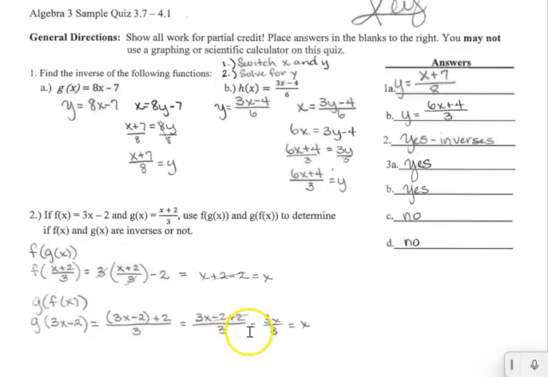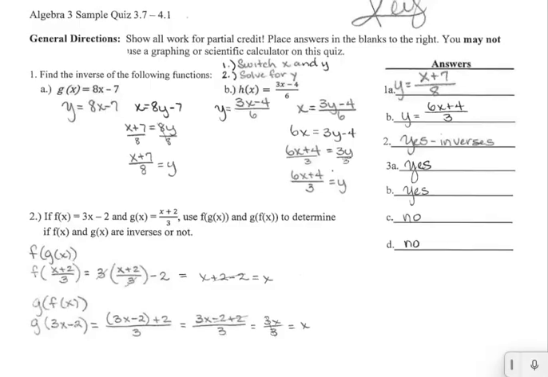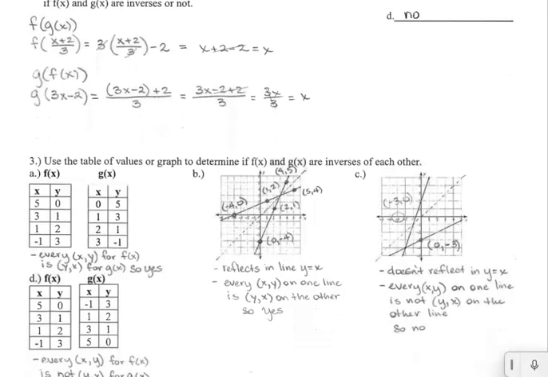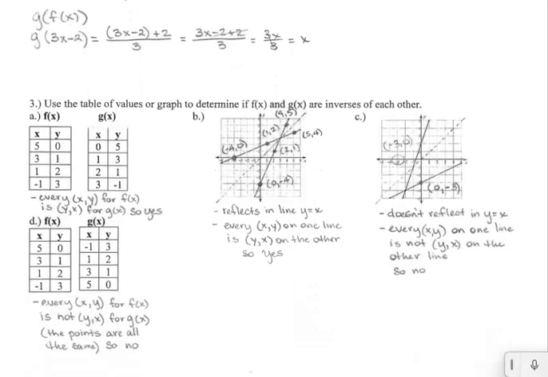So the positive 2 and the negative 2 are opposites and cancel each other out. That leaves me with 3x over 3, and the 3's cancel each other out, and again, I'm left with just x, which was what I wanted. So again, if you do f of g of x and g of f of x, and you get x both times, then they are inverses of each other.